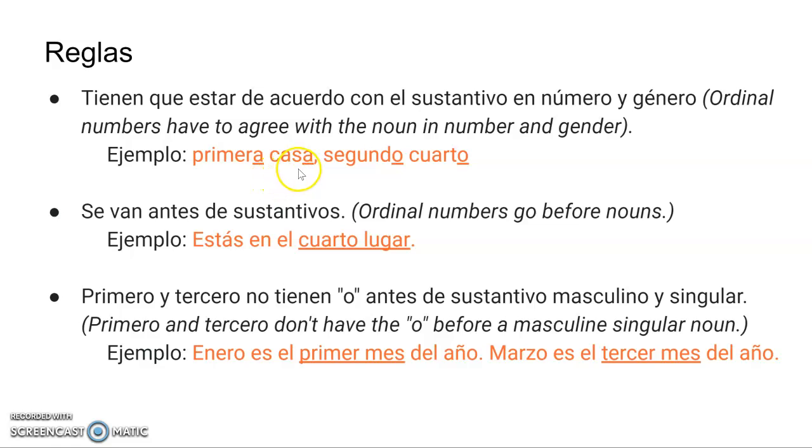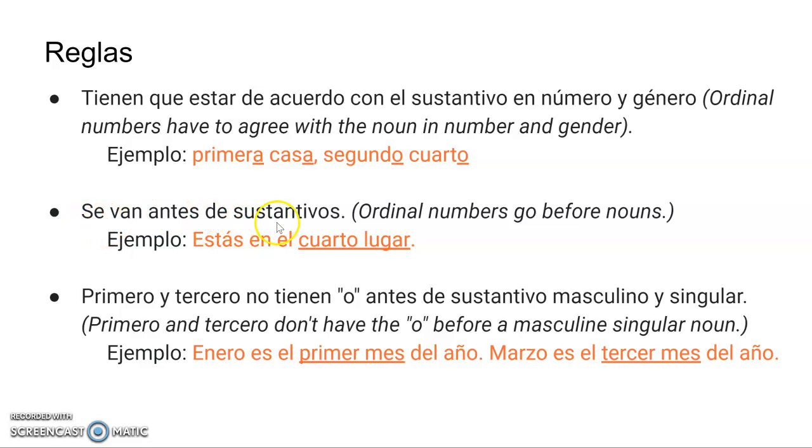Ejemplos: primera casa, segundo cuarto. En número, primeras casas, segundos cuartos. So we need to both match the gender and the number. Singular, plural by number, not meaning first or second as this says, but singular or plural. Here they are shown in the singular, but as I said in plural, it would be primeras casas, the first houses on every block or something like that.